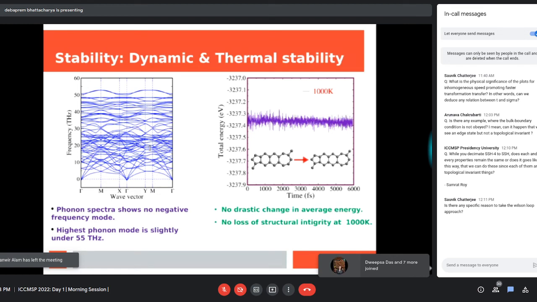For checking its thermal stability, we have performed a molecular dynamics simulation in the canonical ensemble for 6 picoseconds at 1000 Kelvin temperature, and we have seen no drastic change in the average energy of the system, and there is no loss of structural integrity, confirming that the structure is thermally stable at 1000 Kelvin.